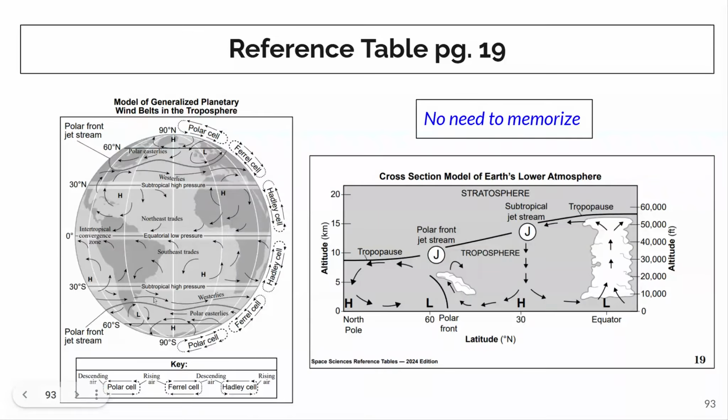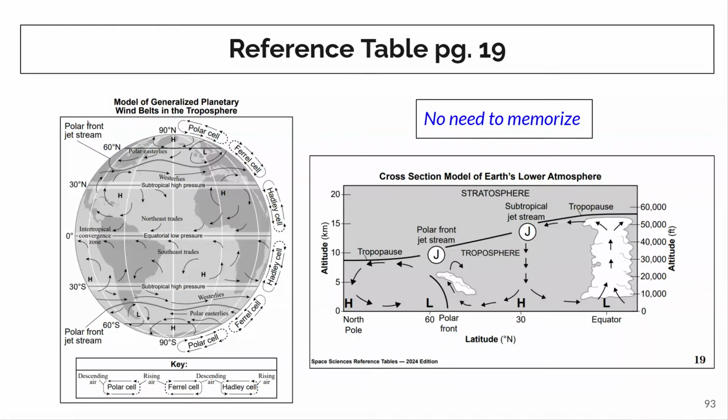We have the polar easterlies moving from the east. We have the westerlies moving from the west. Our trade winds, northeast trade winds coming from the northeast, southeast trade winds coming from the southeast. Again, westerlies on the top, and then the polar easterlies.